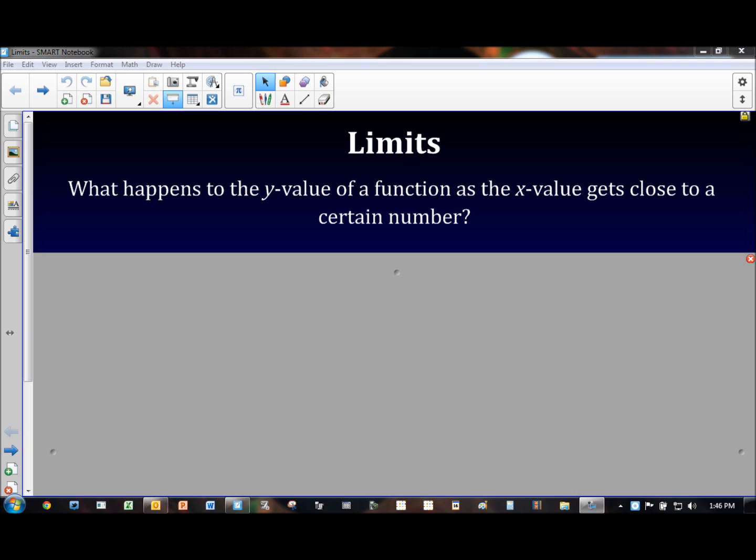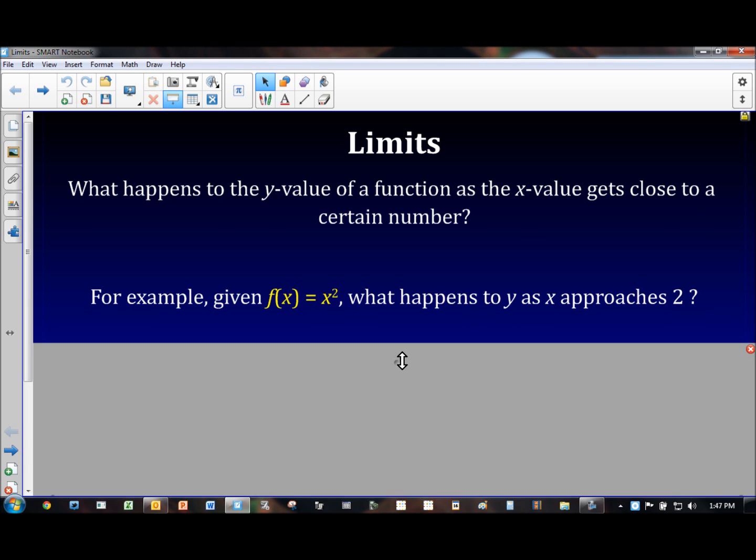This one is on limits. Now, limits are a concept in calculus that you will need to know in order to understand the subject as a whole. So, we're going to start by talking about limits. A limit is kind of looking for a pattern. You're looking at what happens to the y value of a function as the x values get closer and closer to a very specific number. So let's look at an example of that.